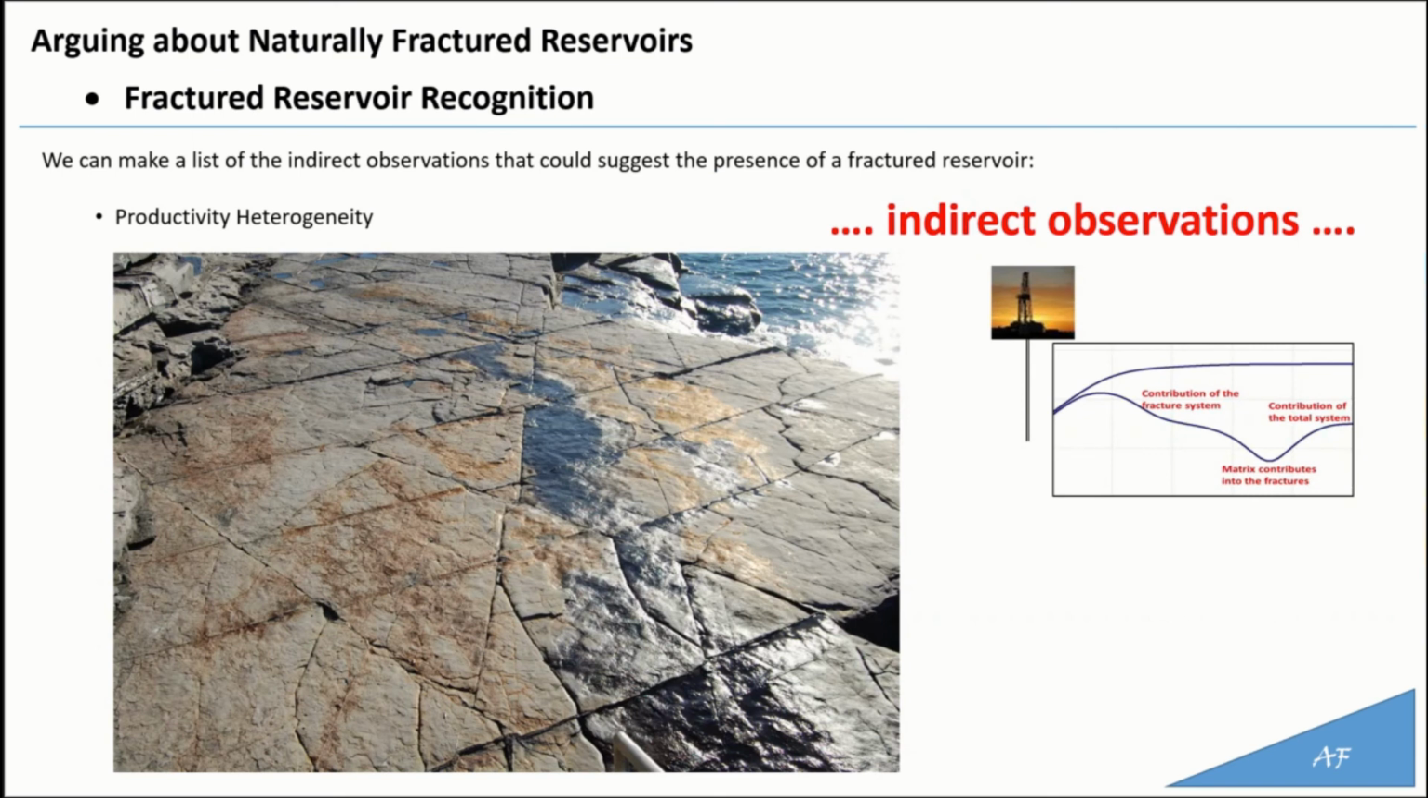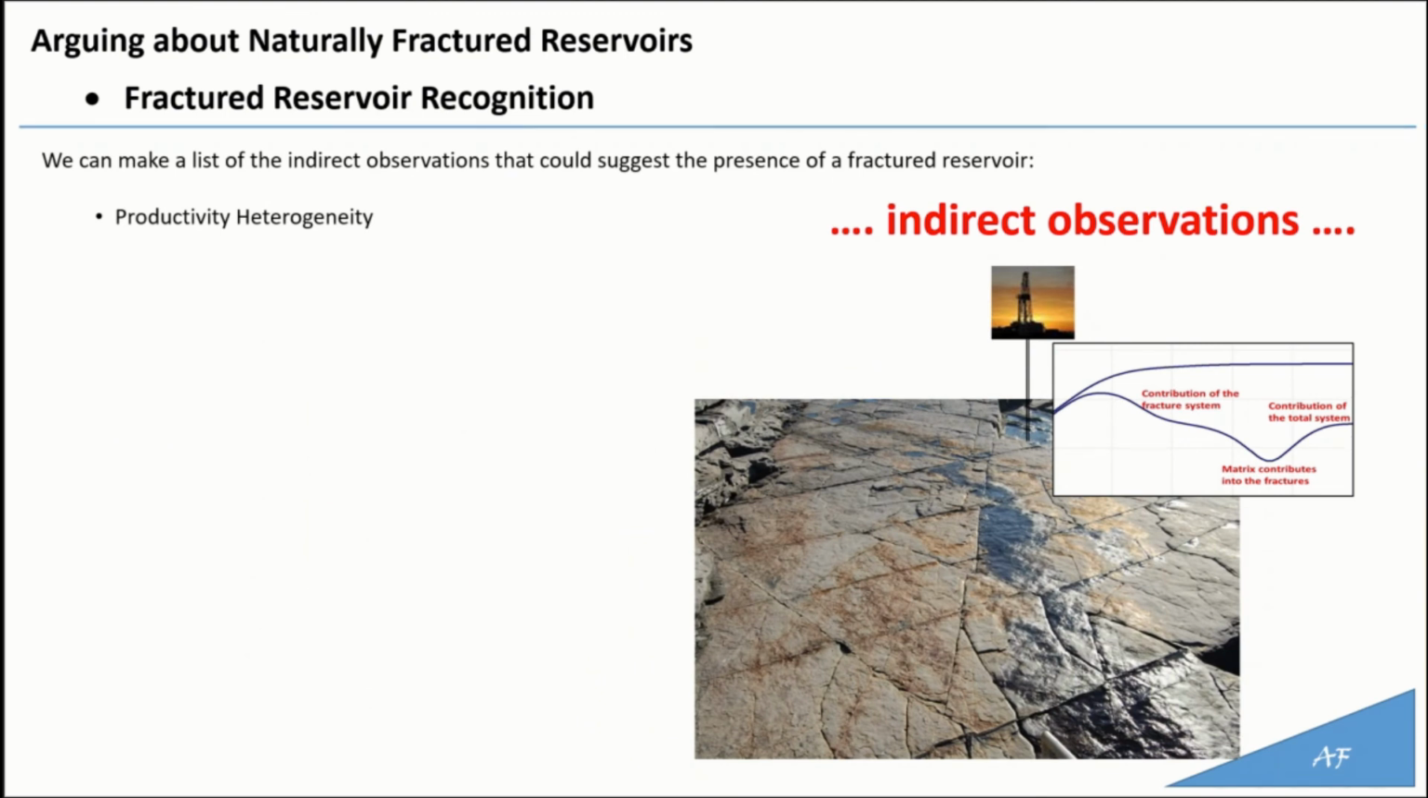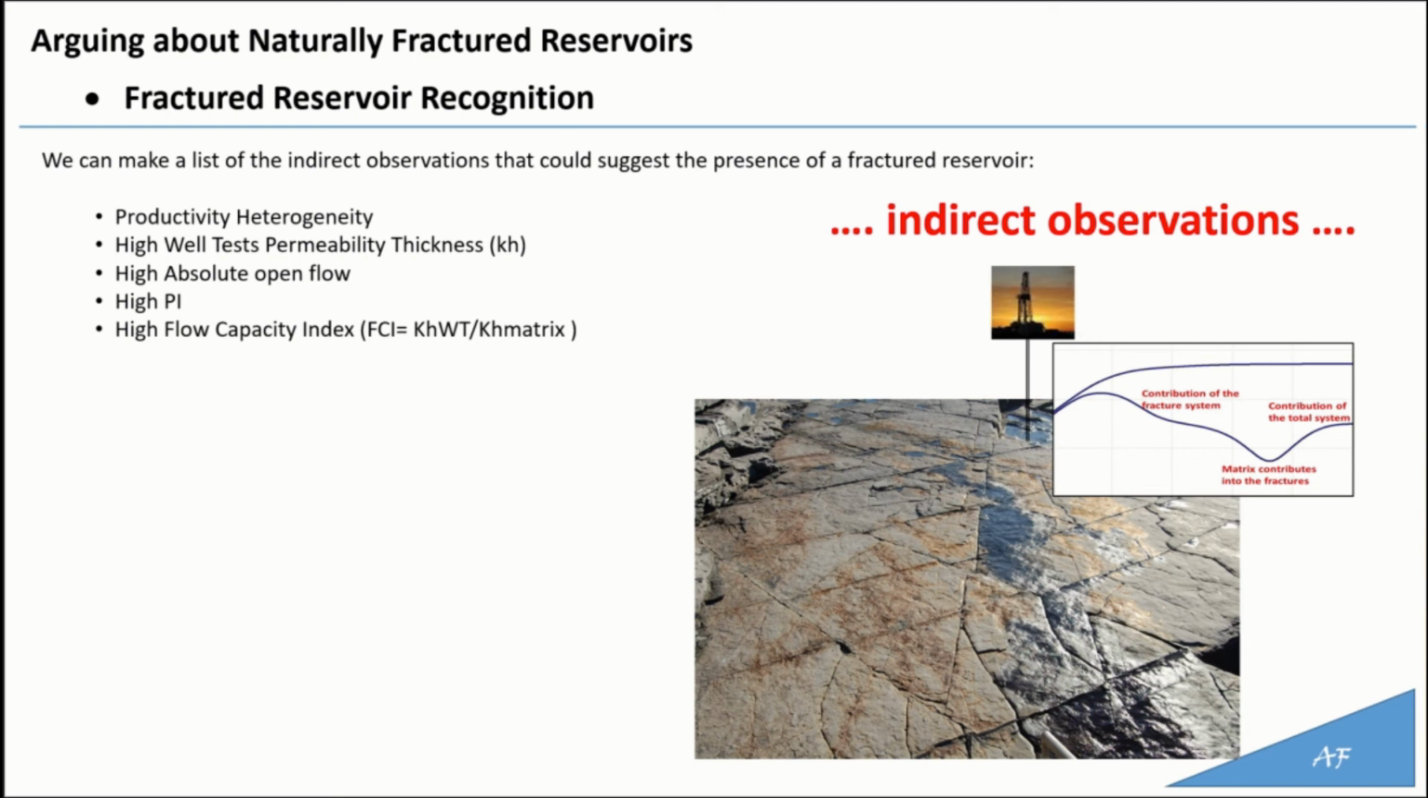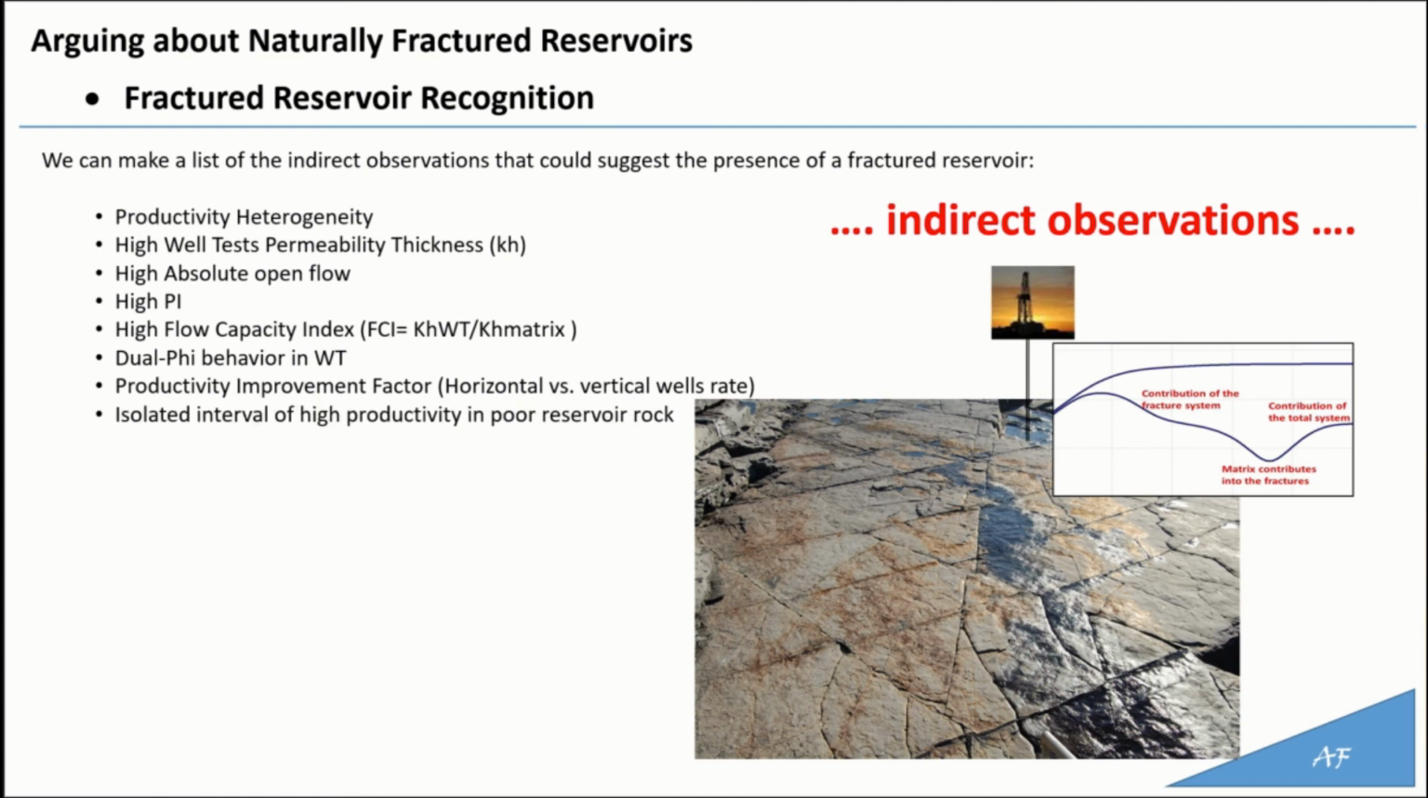We can make a list of the indirect observations that could suggest the presence of a fractured reservoir. Apart from the productivity heterogeneity already discussed, we can mention high well test permeability thickness, high absolute open flow, high productivity index, high flow capacity index, that is the ratio between the KH well test and the KH matrix as inferred from core data, dual porosity behavior as observed on well test, productivity improvement factor that is related to the better performance of the horizontal wells versus the vertical wells because of the higher probability of crossing the vertical fractures. Isolated intervals of high productivity in poor reservoir rock.